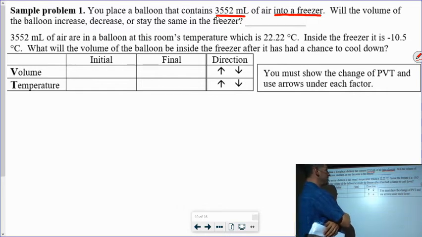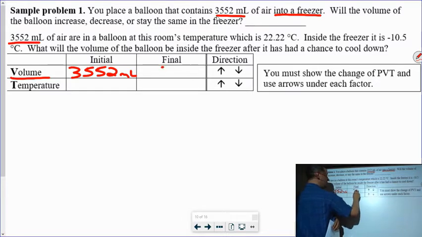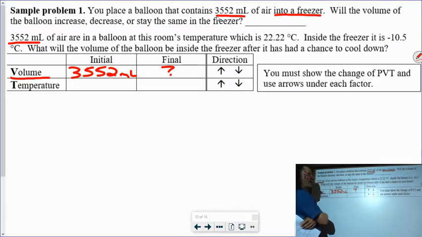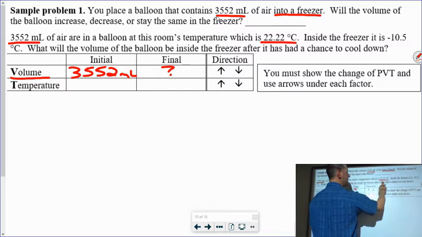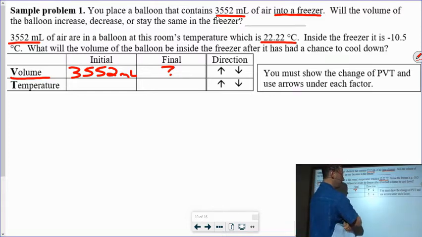So we're going to do some math to figure this out. So we got 3,552 milliliters of air. Right here it says volume in our data table, so that is what we are starting with, 3,552 milliliters of air. And quite honestly, we don't know the final volume of air. That's what we're going to try to find out. It does say the balloon is at room temperature, which is this. And our first step from the front side said we cannot use Celsius temperatures. We must convert them all to Kelvin.